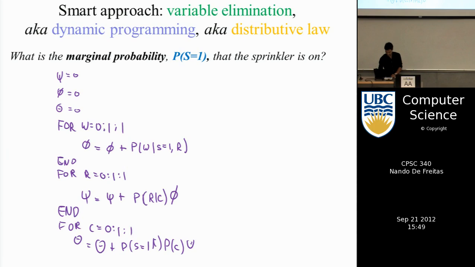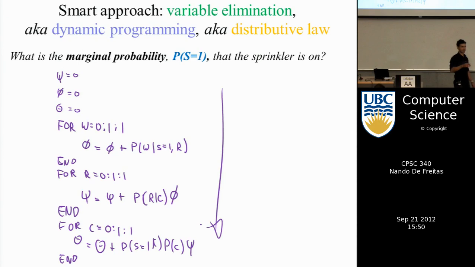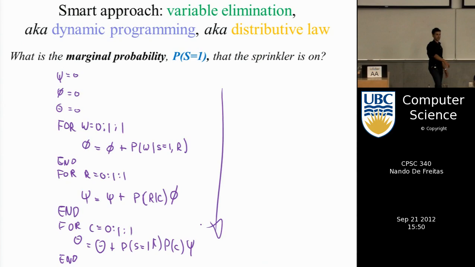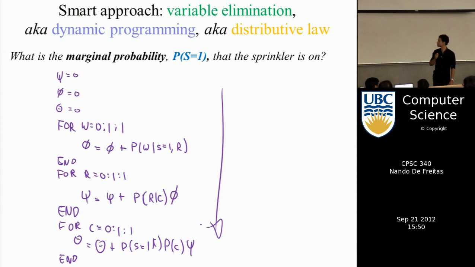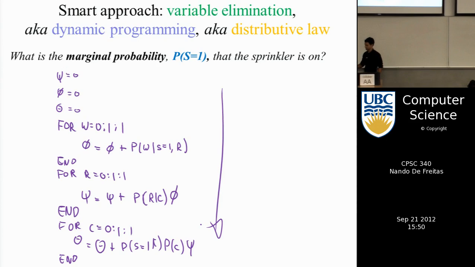Okay, this thing here is beautiful, because instead of having nested loops, you have a sequence of loops. So you've gone from exponential time to polynomial time. It's not every day you can get that. That's right. And then theta is your final answer. You can code it like this.